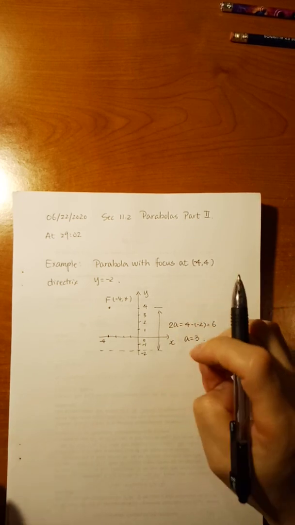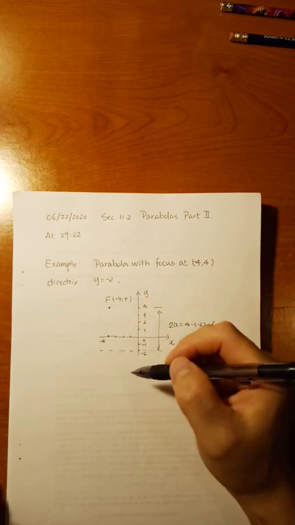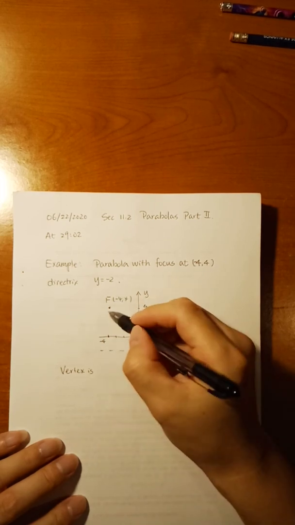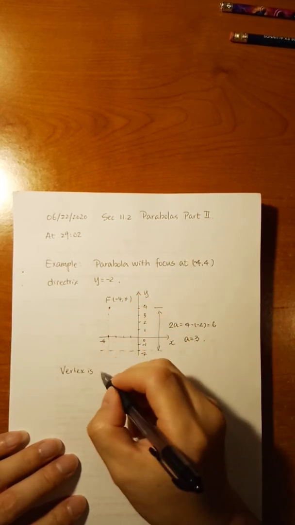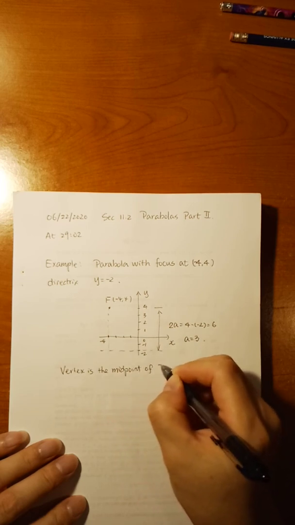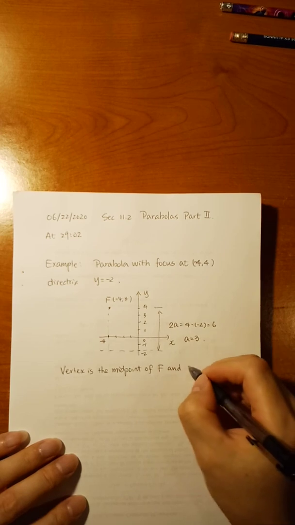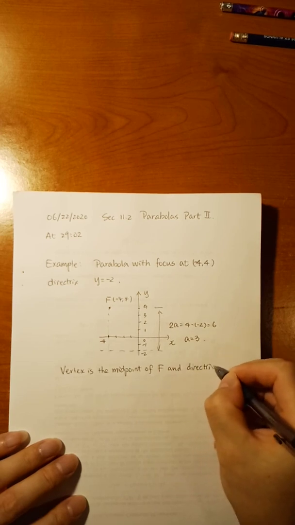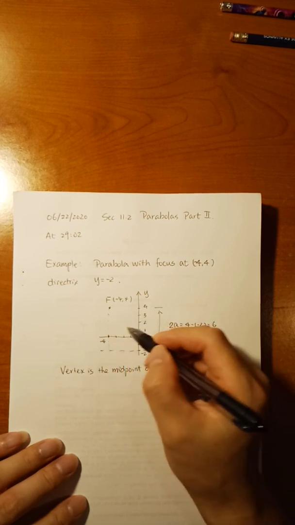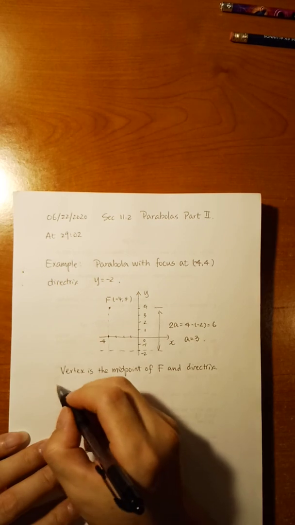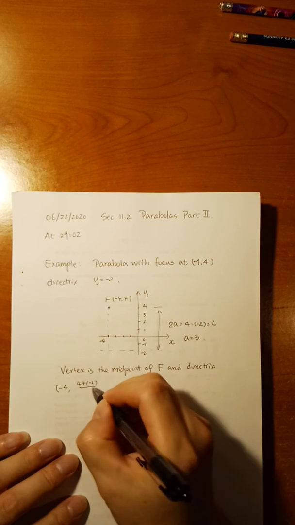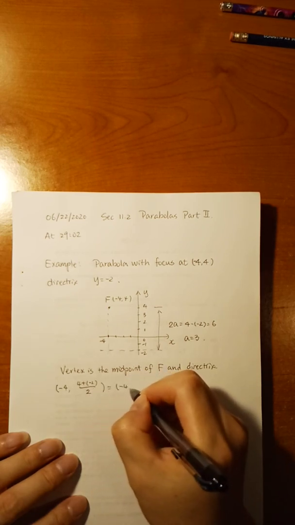This is a. And second, where is the vertex? The vertex is the midpoint of the focus and the directrix. It's vertical, so the x coordinate is 4... I mean negative 4. The y coordinate is going to be 4 plus negative 2 over 2, which is 1. So the vertex is negative 4, 1. It's here.